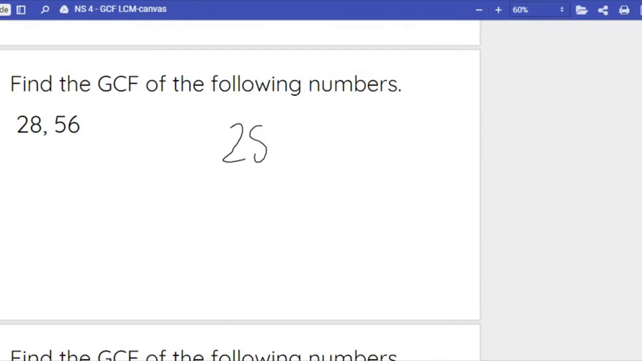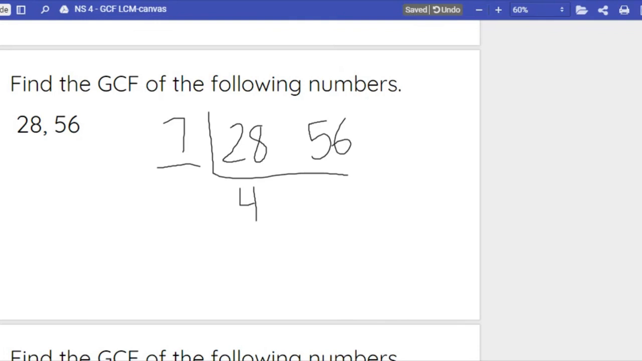Okay, we have 28 and 56. I'm trying to think of a common factor that I can divide both of them by. And I'm going to use 7. I'm going to pull a 7 out front. So 28 divided by 7 is 4. 56 divided by 7 is 8.